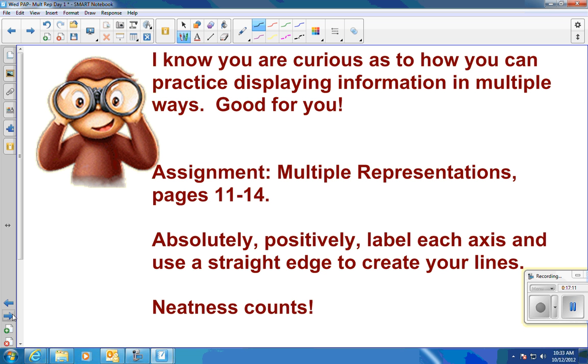All right, so that's all we have for today. Make sure you complete your assignment on the next few pages in your booklet.